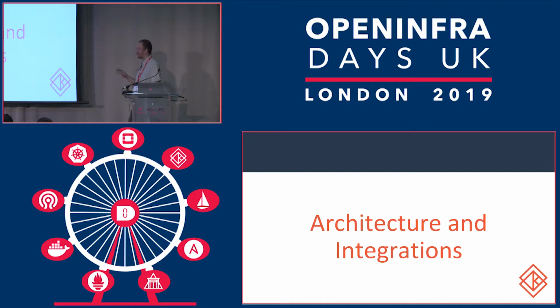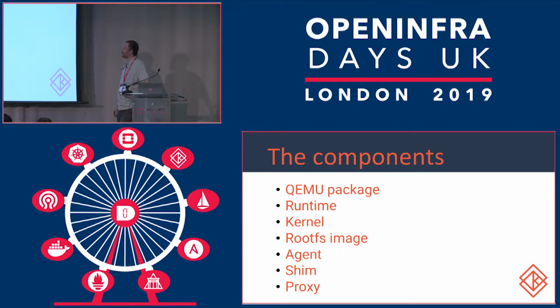So let's do a little bit more on the internal architecture of Kata. How did we do this? What specifically do we have to put together to make this work? There are a few components. By default, we tend to run QEMU KVM as the VM, and we do optimize QEMU quite a lot.